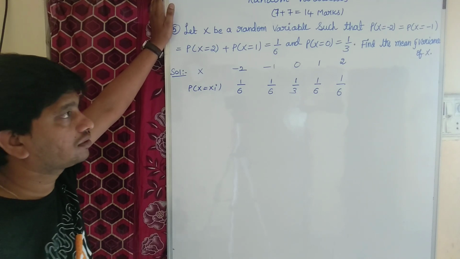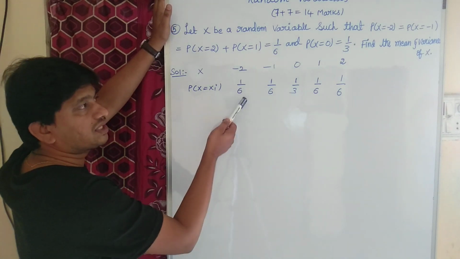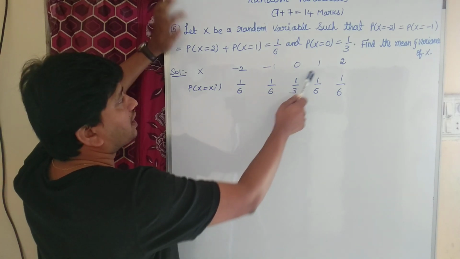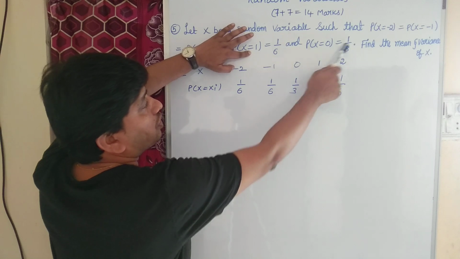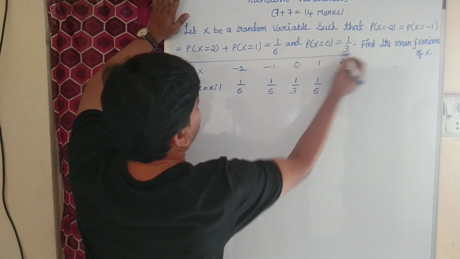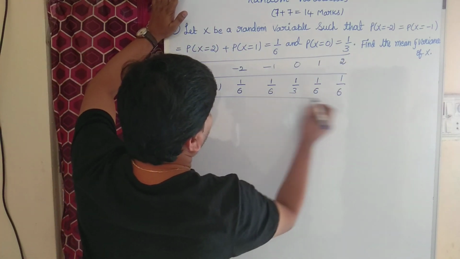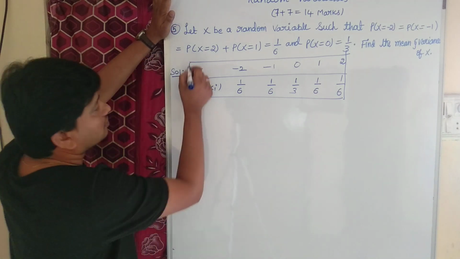Children, did you understand? Getting minus 2, 1 by 6. Getting minus 1, 1 by 6. Getting 2, 1 by 6. Getting 1, 1 by 6. But getting 0 is 1 by 3. That's all. Now we can find the mean and variance easily.